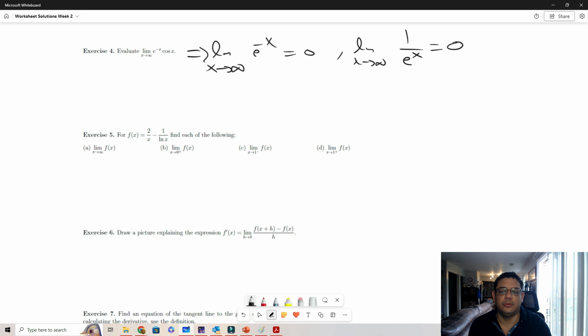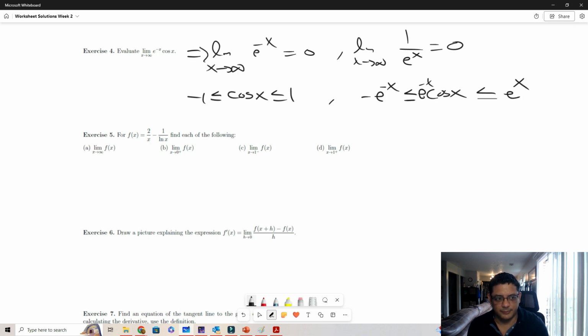Now, we can use the squeeze theorem to argue about this particular limit, because there are two ways that you can really talk about this. And first, well, the cosine is between minus 1 and 1, right? So now, if we multiply by e to the minus x, then e to the minus x cosine of x is between minus e to the minus x and e to the minus x.